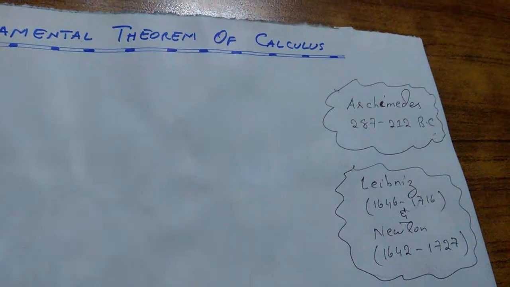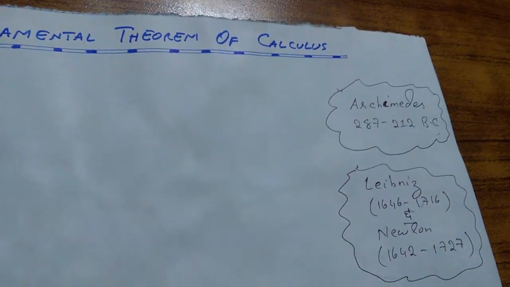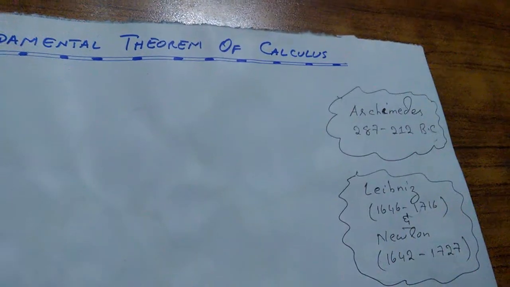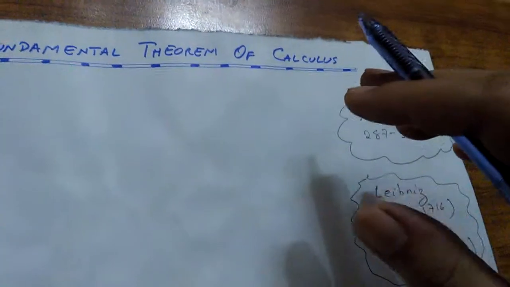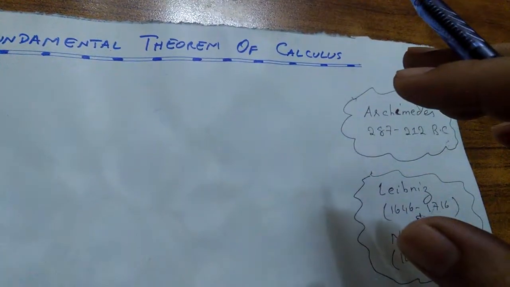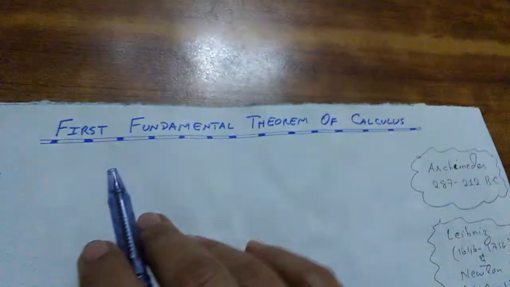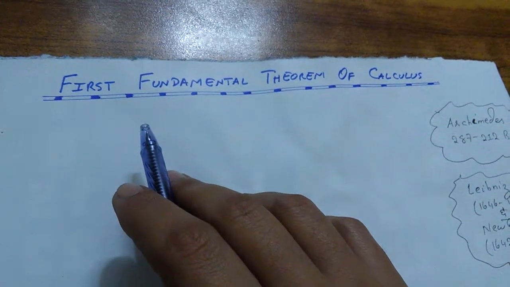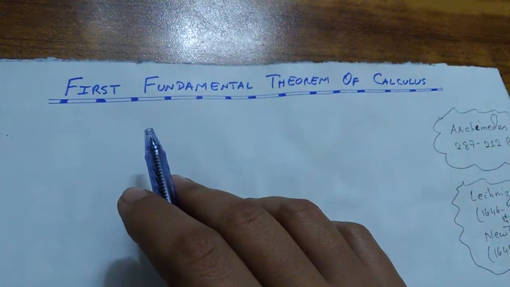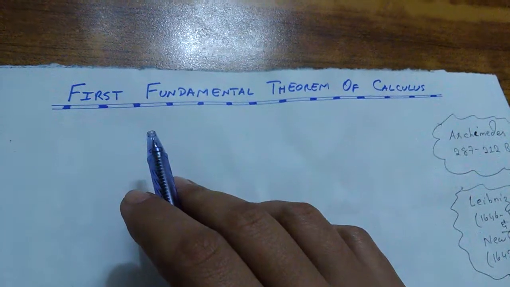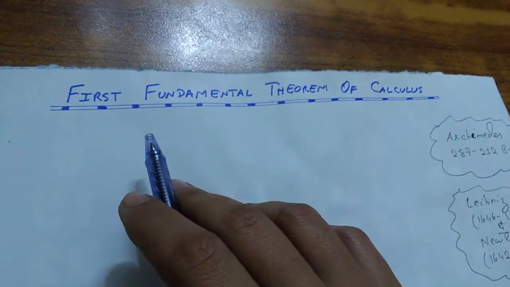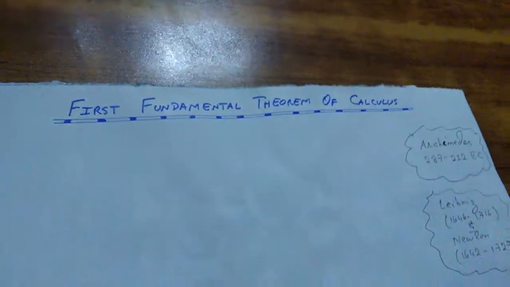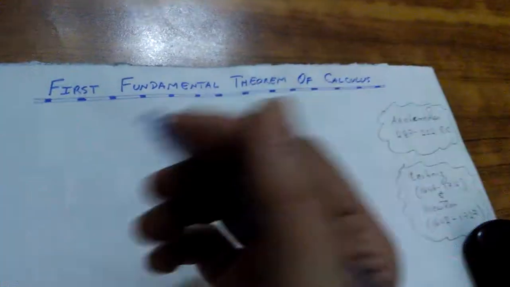This gave rise to the two major fundamental theorems of calculus that we are going to discuss here, the very first one. We will try to understand the fundamental theorem of calculus by considering a definite integral of a function f in such a way that we take a variable in the upper limit of the integral. Why we are taking it, we'll try to understand that as well.